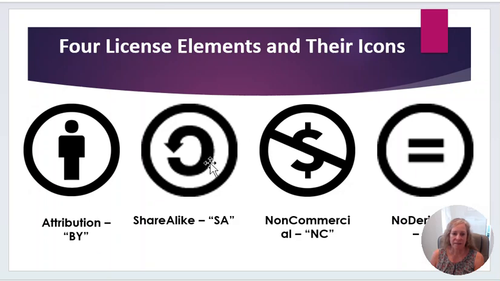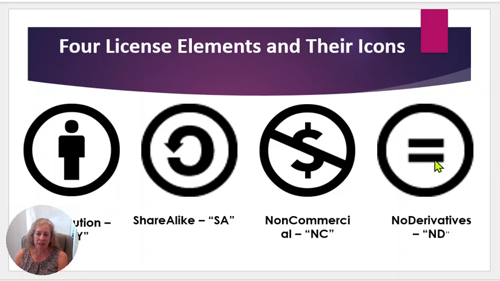And then this reverse circle in the circle means share alike. So adaptations must be licensed under the same license. And then there's a dollar sign with a slash over it in a circle. And this means non-commercial use of the item. So it can only be used for non-commercial purposes, cannot primarily be used to generate profit or monetary compensation.